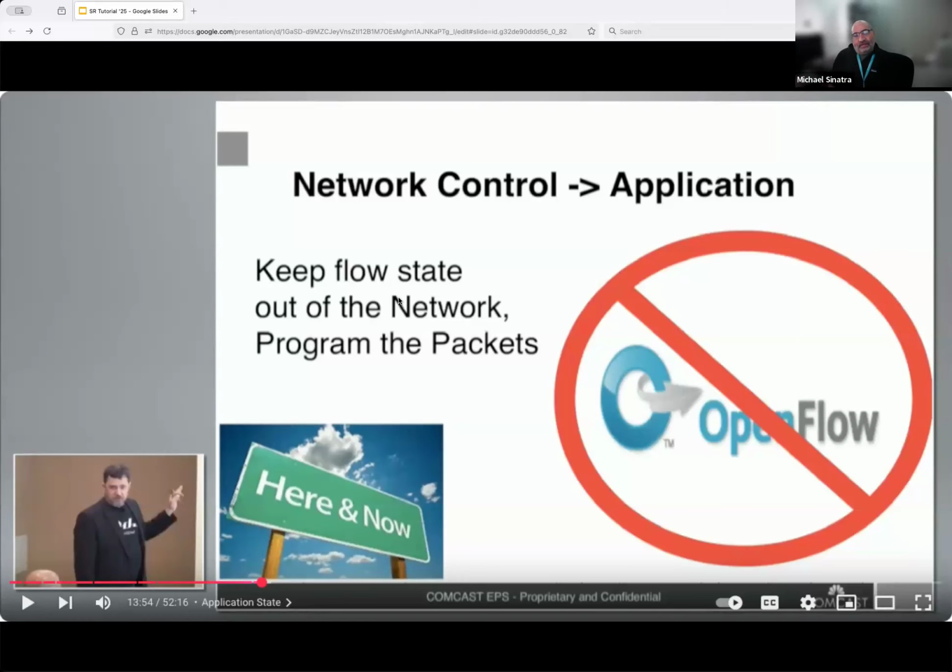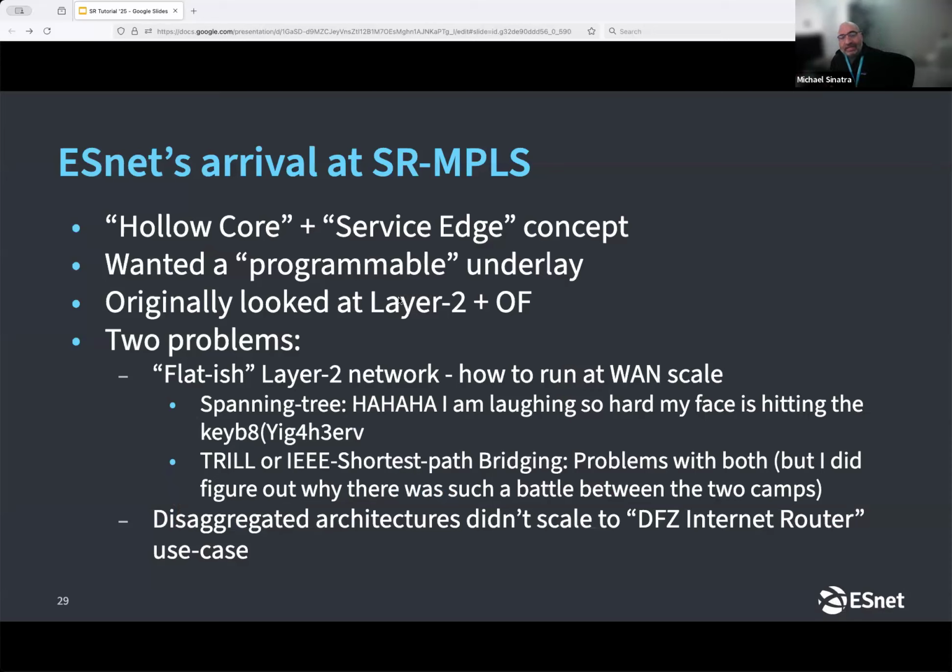So this is a guy from Comcast who is talking about why Comcast embraced segment routing. And really the idea here was that putting a lot of state in the network was problematic. And instead of programming the network, they wanted to be able to program the packet. So they were a very early adopter of segment routing. How did ESnet do this? We actually looked at OpenFlow first, and we really wanted to do OpenFlow or some kind of SDN or SD-WAN type of technology. But there were two problems that came up.